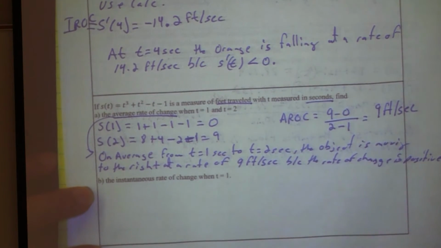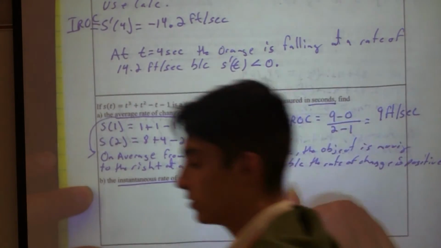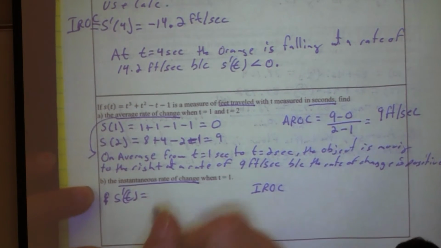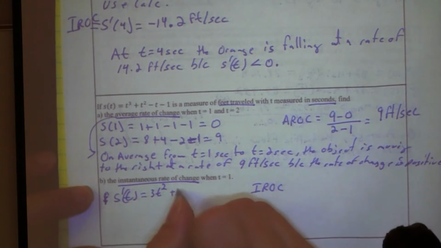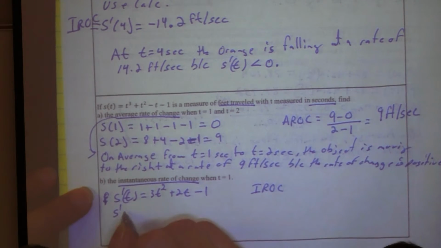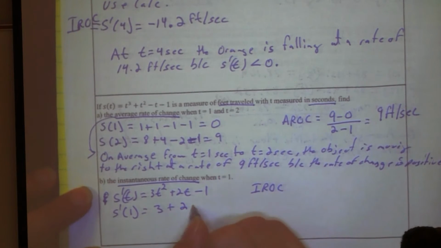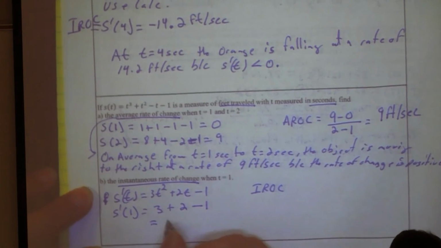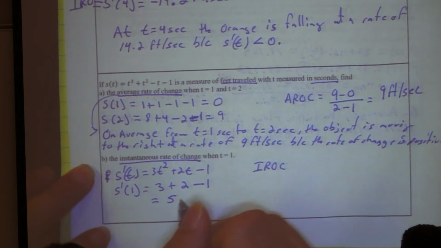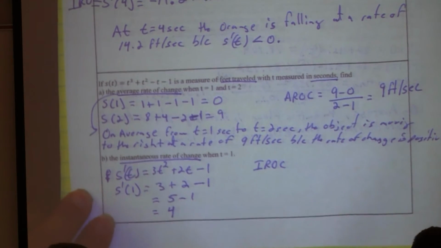Okay, how about the instantaneous rate of change? For that one, I need to do what? The derivative, right? So, what's the derivative of this guy? S prime of t is 3t squared plus 2t minus 1. Let's go, hurry up. So S prime at 1, 3 plus 2 minus 1. What is that? 5 minus 1, just kidding, equals? 4. I wasn't done, guys.